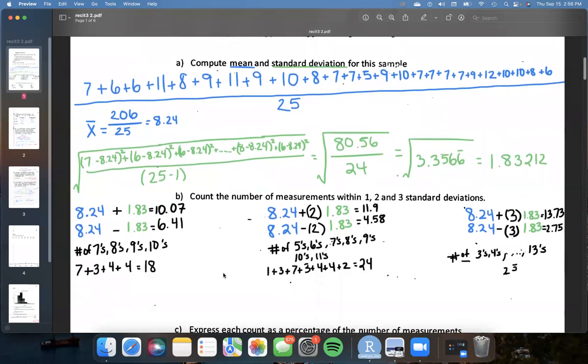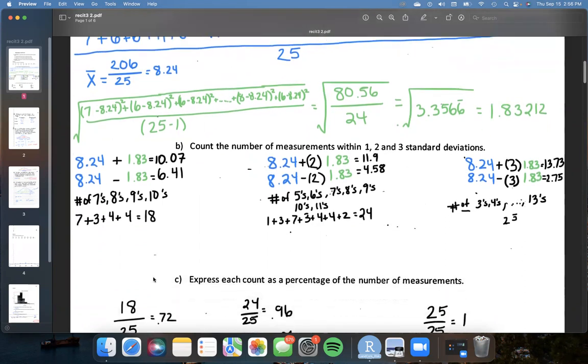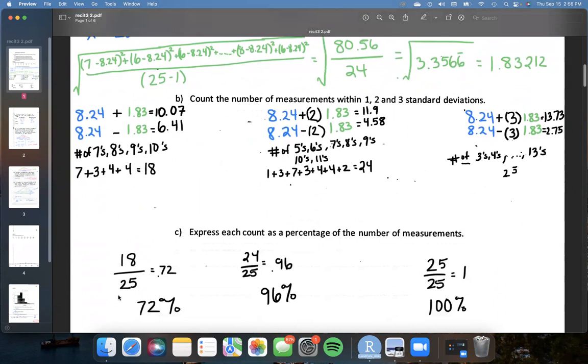Now question C is we want to express each count as a percentage of the number of measurements. So here we have 3 different counts, and we want to express them as a percentage. So we're going to take each number and divide it by the total of measurements, which is 25. So we'll take 18 divided by 25. That'll give us 0.72. So the percent would be 72% because you multiply that decimal by 100.